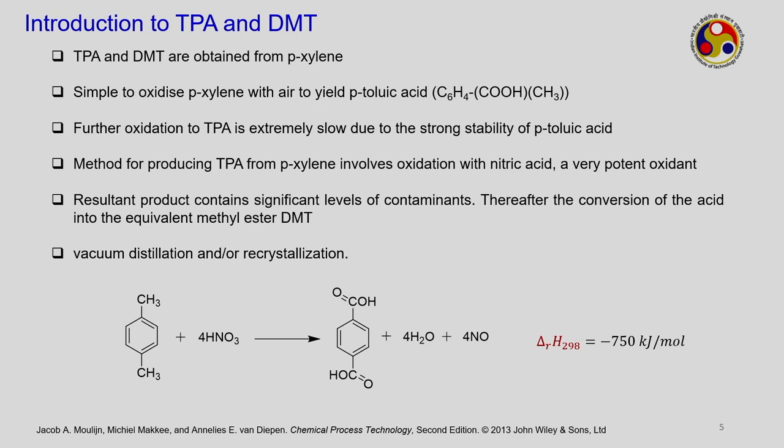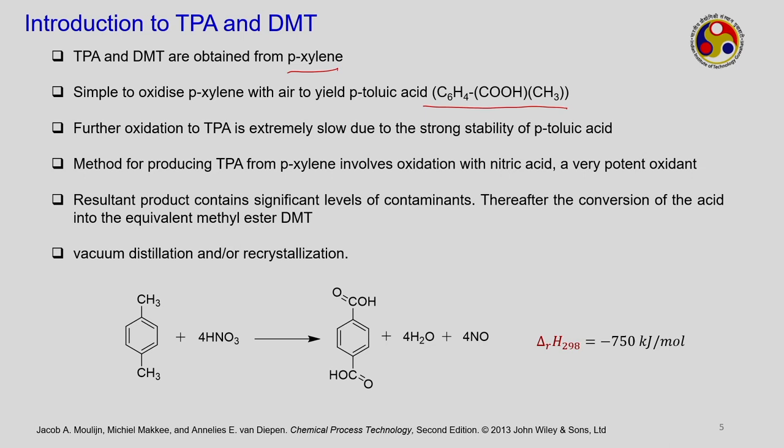So both TPA and DMT, as in the previous slide, are obtained from paraxylene, the starting material. The simplest process is to just oxidize paraxylene to yield paratoluic acid. The paratoluic acid is given in this formula. This is the first step, oxidation of paraxylene to paratoluic acid.